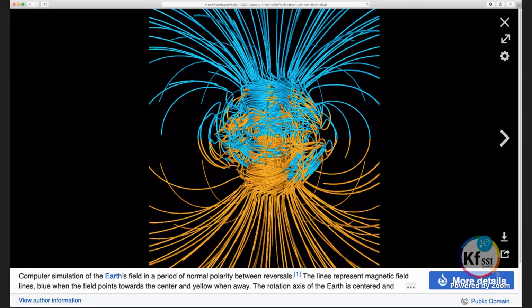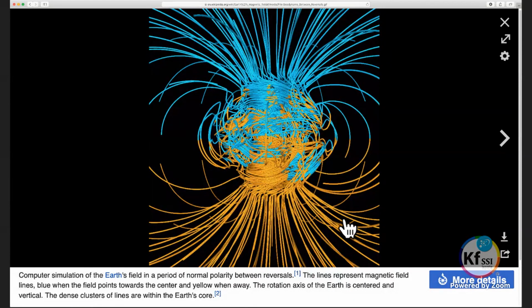So we see even when it's normal, it doesn't really look all that normal to me. It looks like a ball of yarn with two different colors of yarn that kind of got all mixed up together in places. What does the color signify here, the color of the yarn? Well, it says the lines represent magnetic field lines. Blue when the field line points toward the center, and yellow when away.